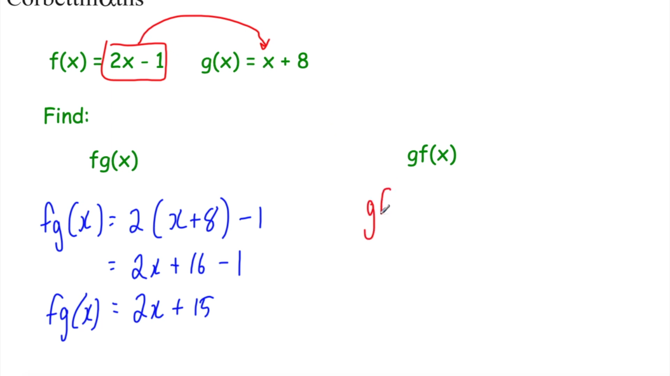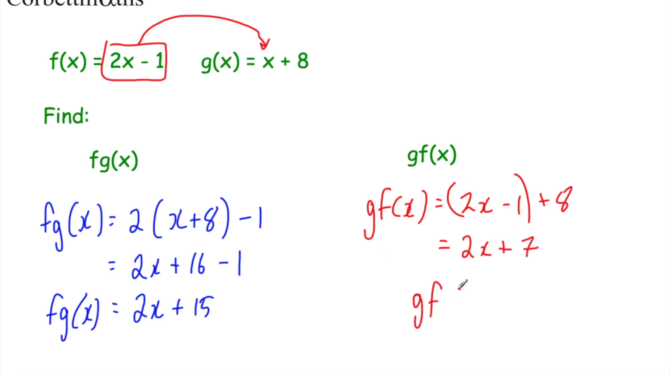So that means that gf of x will be equal to, instead of x, we're going to write 2x minus 1, so 2x minus 1. And then we've got plus 8. So we're just adding 8 to this, so that would be, we've got 2x, we had minus 1, and we're adding 8, so it's going to be plus 7. So that means that gf of x would be equal to 2x plus 7. And if you got that, well done.